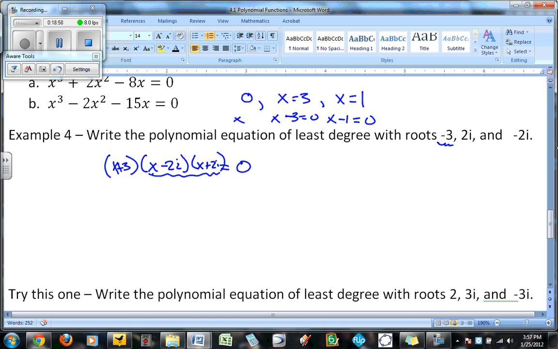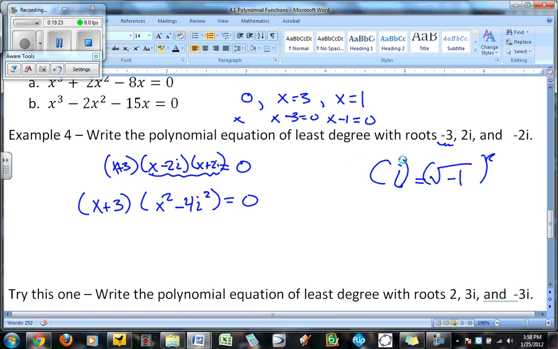That's actually a difference of perfect squares. When I FOIL that thing out, I get x squared minus 4i squared. And the reason I did that, if you think that i equals the square root of -1, right? So if I square both sides, i squared equals -1. So instead of i squared being here, if I plug -1 in for i squared, then I have -4 times -1, which is +4. So I have x plus 3 times x squared plus 4.